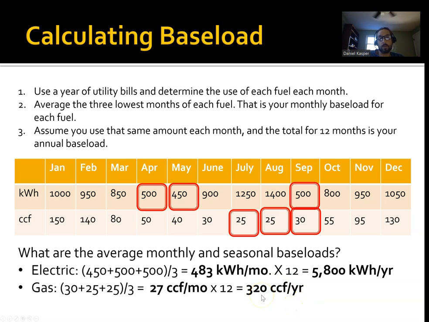Okay, so it's really simple. If you have a year's worth of utility bills, it's really not difficult to find the base load. Pretty straightforward. Now, keep in mind, this is just an approximation. You don't know exactly what their base load is. I mean, they may drop below that. Who knows? But this gives you a really good sense of their baseload energy use versus their seasonal energy use.